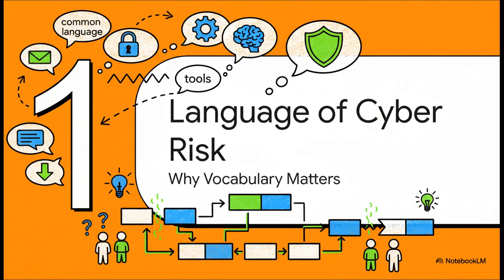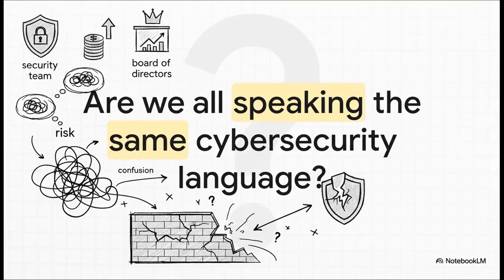Now, you might think the biggest threat in cybersecurity is some genius hacker in a dark room, but honestly, the real problem is often way simpler. It's a communication breakdown. It's a lack of a common language. I mean, really think about that. If your security team's idea of risk is totally different from what the board of directors thinks it is, how on earth are you supposed to agree on a strategy, let alone a budget, right? This is where the confusion starts, and it's exactly where an effective defense can start to fall apart.